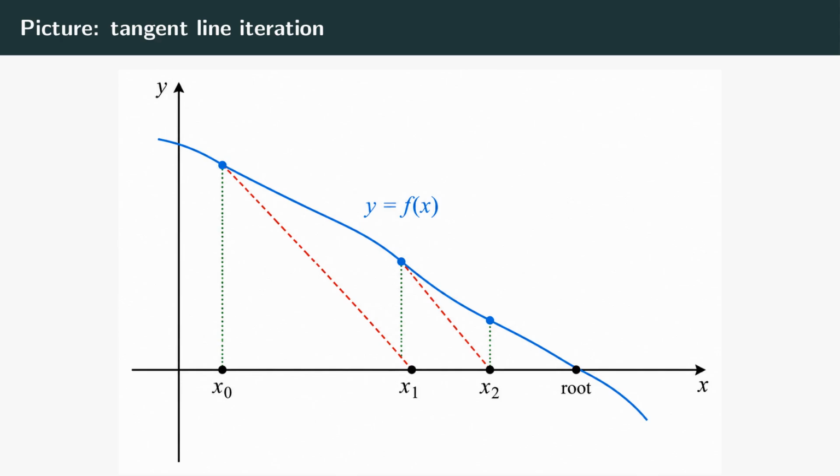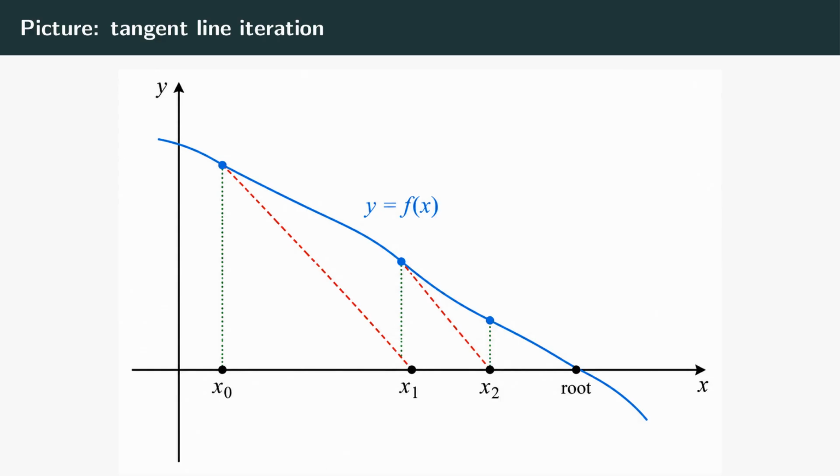Picture. Here's the curve y equals f of x, a smooth function crossing the x-axis at some point, the root we're after. Start at x naught, somewhere to the left of the root. Draw the tangent line to the curve at the point x naught, f of x naught. Follow that tangent down to the x-axis. Where it hits is x1, already closer to the root than x naught was.